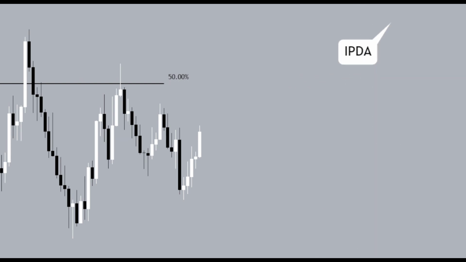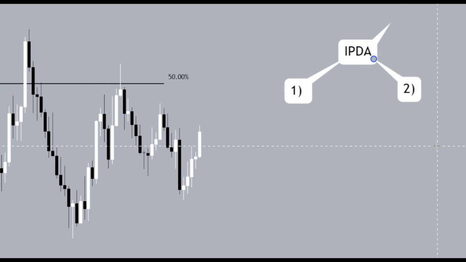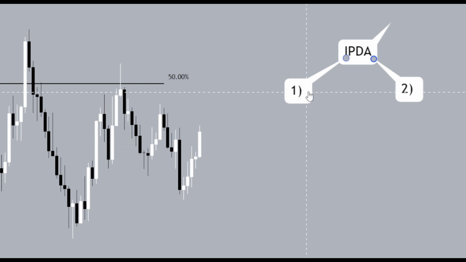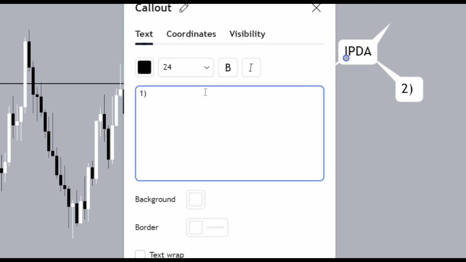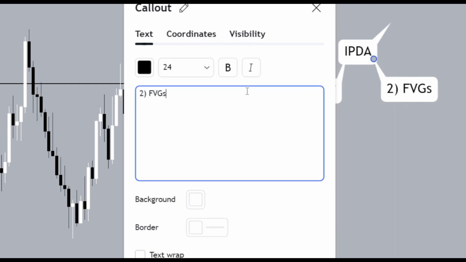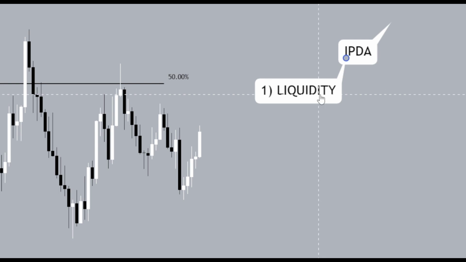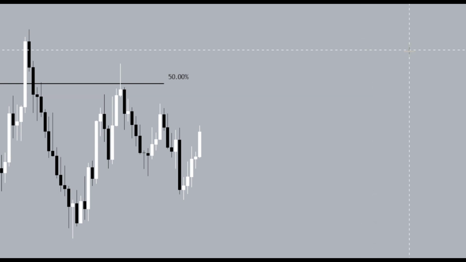For those who have seen some of my previous videos, the IPDA, or the interbank price delivery algorithm, seeks higher or lower prices for 2 reasons only. From here, we're going to be going over the higher prices as we are in a discount. So what does the IPDA actually look to seek? It looks to seek liquidity and it looks to seek inefficiencies, or fair value gaps. These are the 2 things that we are going to be looking for in the markets, liquidity and fair value gaps. And this is exactly what we used to build a bias in the first place.